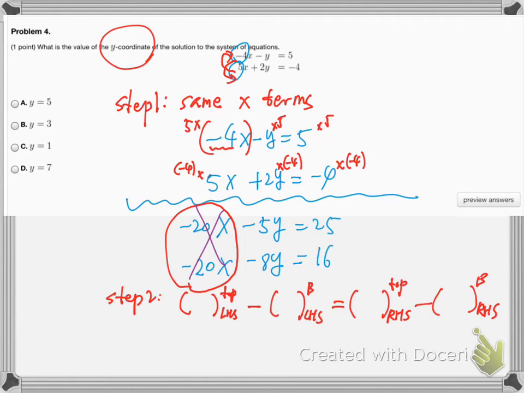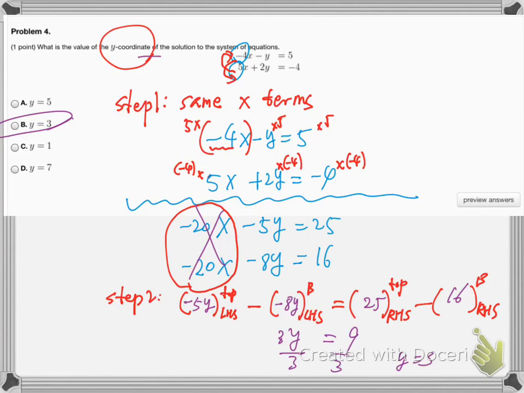Okay, so now what's top left? -5y. Our term has three parts: sign, number, and letter. You use three parts. Bottom left, -8y. Top right, 25. Bottom right, 16. So we got 3y is 9. Divided by 3, divided by 3, we got y is 3. So this is the answer.